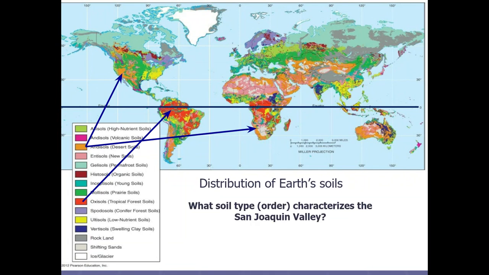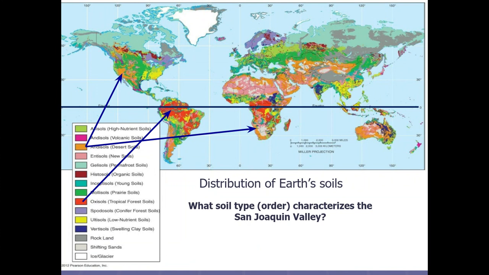So I was looking, when I was preparing slides a long time ago for this presentation, I thought, well, the San Joaquin Valley would be a very interesting place to look at the classification of the soils. And so I asked the question, what soil type or order characterizes the San Joaquin Valley? And what I was looking for was just the broad order type that would encompass the entire valley.